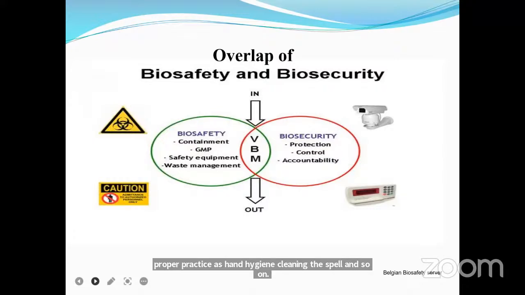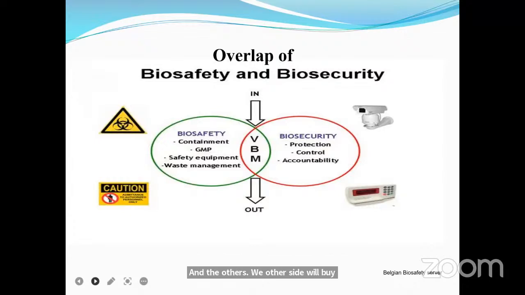And on the other side, biosecurity, in order to prevent what? The unauthorized access, loss, theft, misuse, diversion, or intentional release of valuable biological material within the laboratory, we actually need to give good protection, control, and accountability. This is the most important part, accountability. This includes a door with lock, password, biometric means such as fingerprint, camera, information security, magnetic switch on door, alarm, and so on.